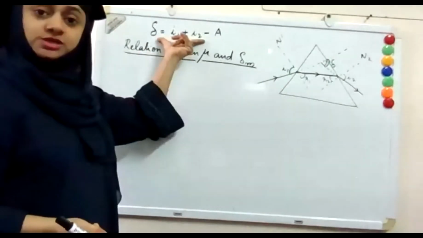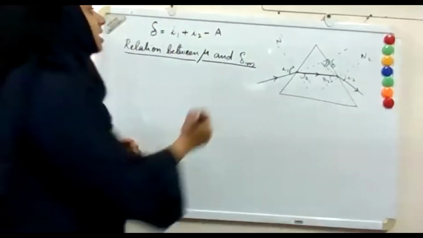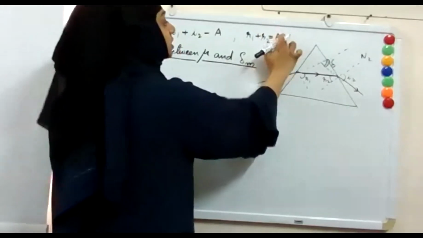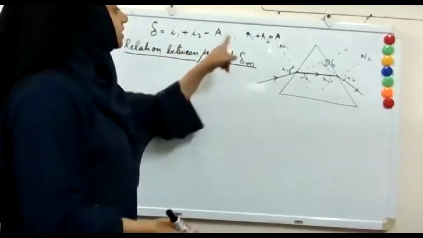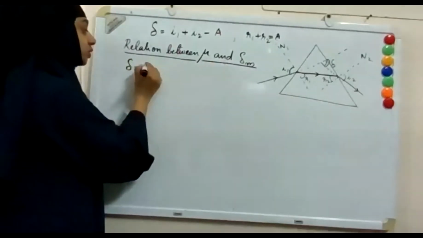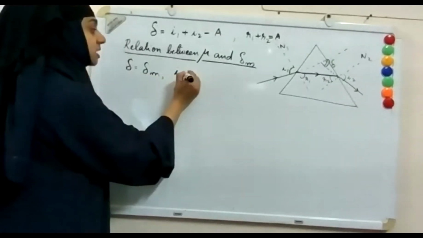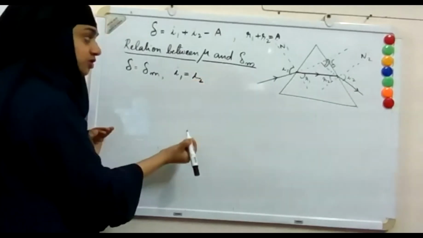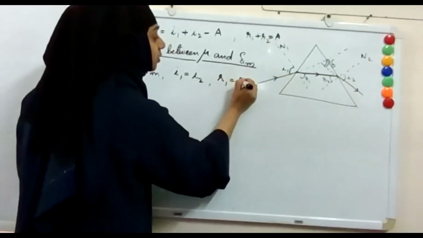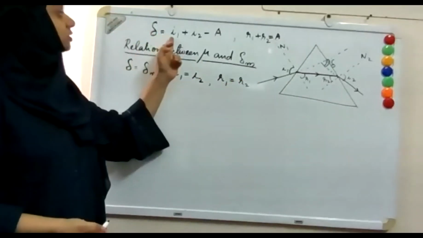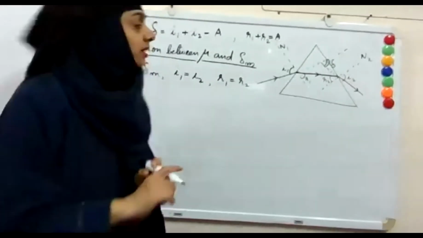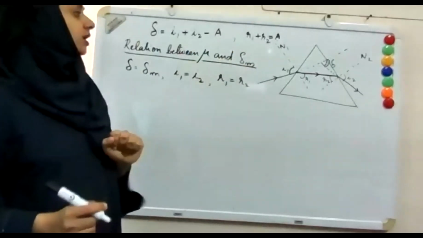You have to use this equation, delta is equal to I1 plus I2 minus A, and also the equation R1 plus R2 is equal to A. We saw these two equations yesterday, so we will use them in the derivation. Also, we know that at minimum deviation, when delta is equal to delta m, the angle of incidence I1 will be equal to the angle of emergence I2, and the refracting angles at both ends will be the same, that is R1 is equal to R2. So with this condition, using these two equations and also using Snell's law, we will end up with the relation between the refractive index of the prism and the angle of minimum deviation.